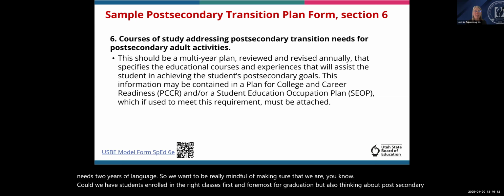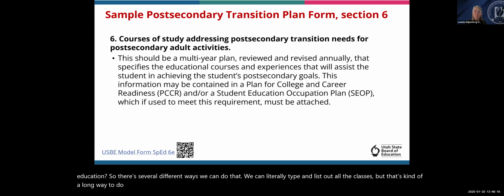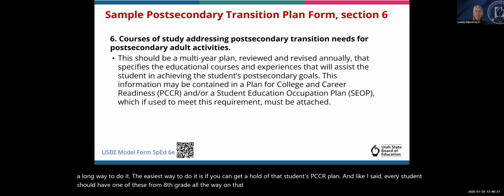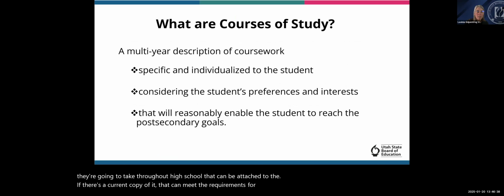So there's several different ways we can do that. We can literally type and list out all the classes, but that's kind of a long way to do it. The easiest way is if you can get a hold of that student's PCCR plan. Like I said, every student should have one of these from 8th grade all the way on, that they've done with their counselor, mapping out the courses they're going to take throughout high school. That can be attached to the IEP if there's a current copy of it. That can meet the requirements for this course of study. That's kind of the easiest way, but there are some other ways.